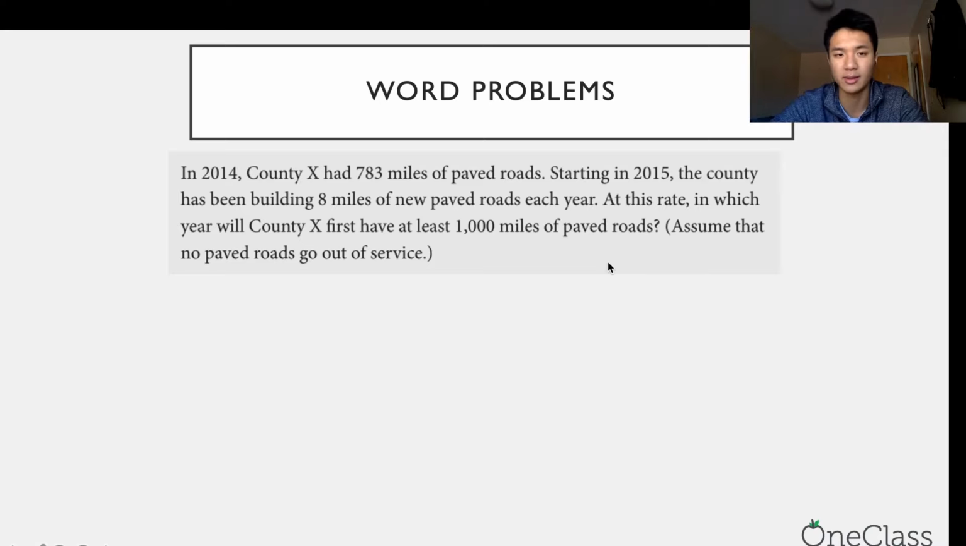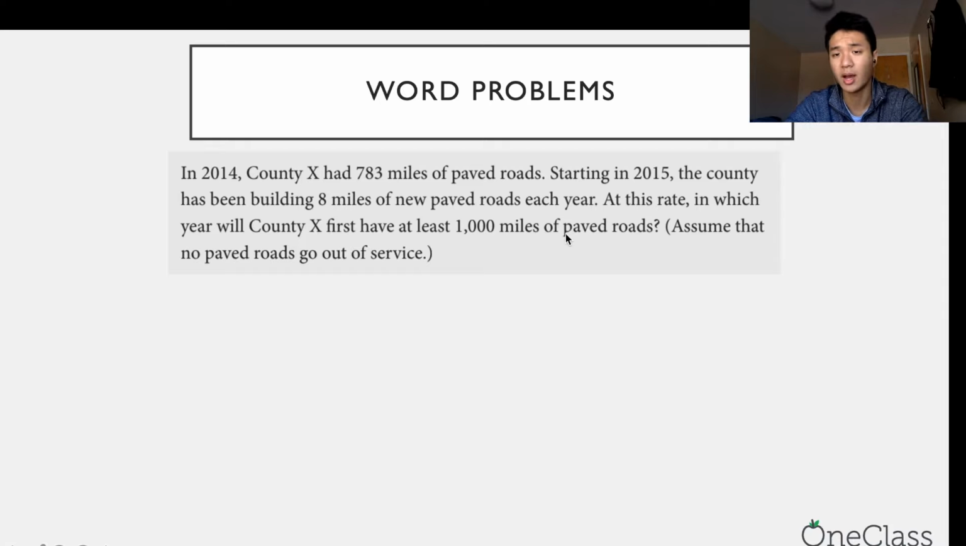Just thinking abstractly, we would approach it the exact same way we did before. The first step is still translating this context. We've done it before, so it's easy. But if this was the first time, we'd say County X in 2014, at year 0, has 783 miles. That's our b, our y-intercept. And if the rate at which they're building roads is 8 miles, that's our slope. We still have y equals 8x plus 783, or m equals 8n plus 783. And now the question is, how do we use the equation that represents this scenario to solve this question?